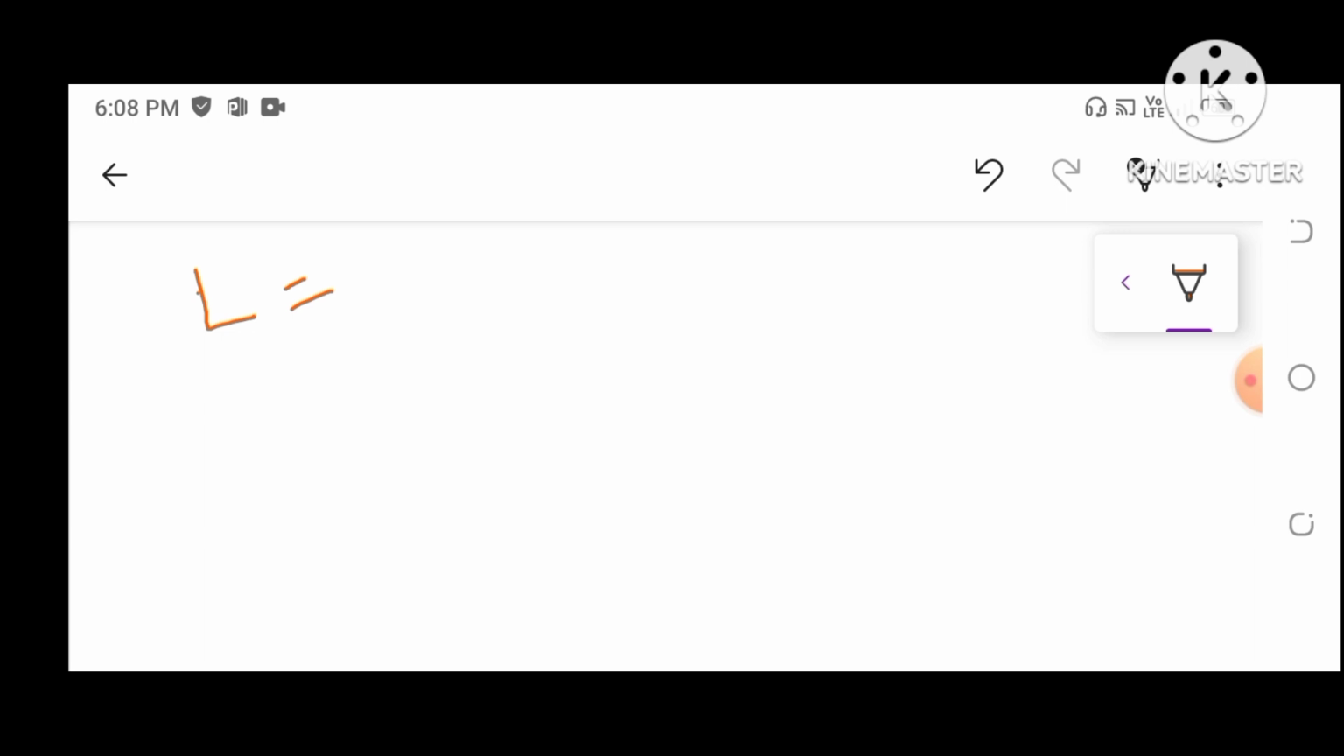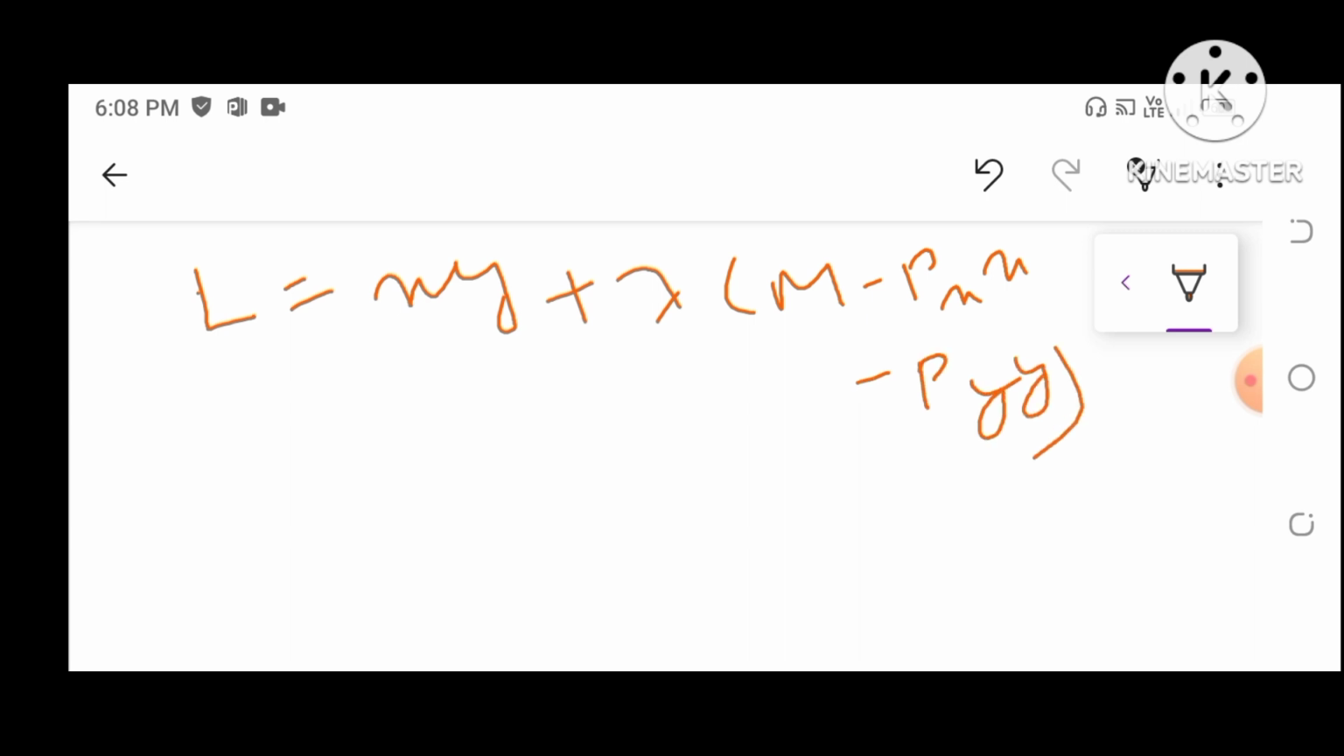So L is equal to the objective function, which is xy, plus lambda times (m minus pxx minus pyy). Here we need to put first order conditions with respect to x, y and lambda. First order conditions are that the partial derivative of the Lagrangian function equals 0.